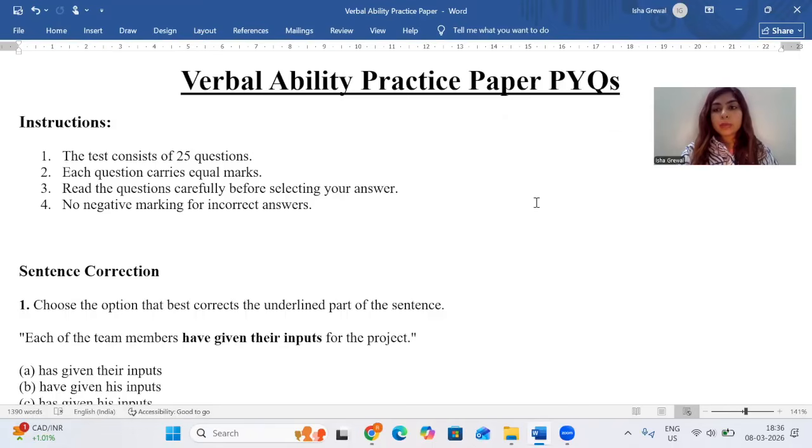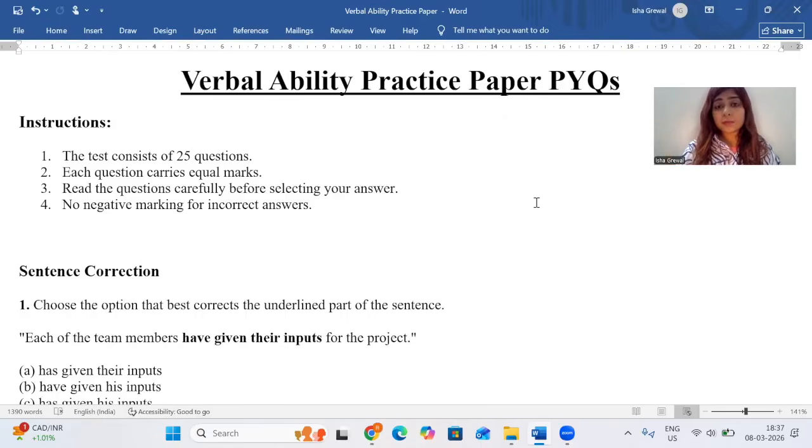When we talk about verbal ability, it is basically grammar, but not the grammar that we studied in class 12th or 10th. Not that kind of grammar. It basically checks the comprehension ability. If the candidate has good knowledge of sentence structures, knows whether a sentence is grammatically correct or incorrect, understands a reading comprehension and is able to solve questions related to it, those are the questions that verbal ability deals with.